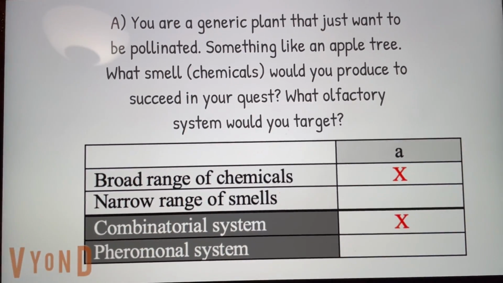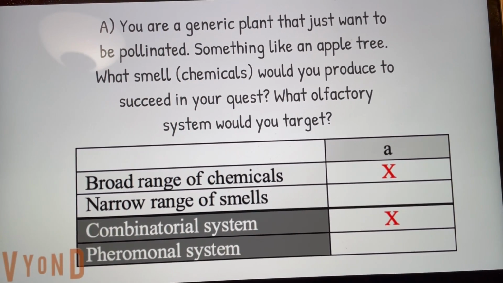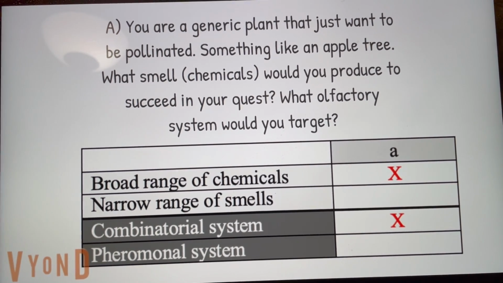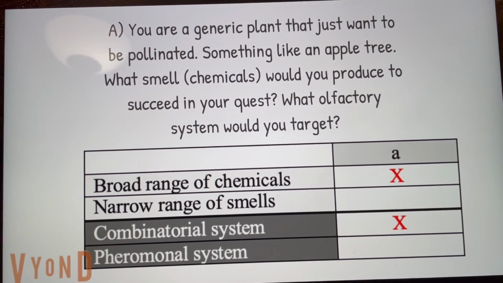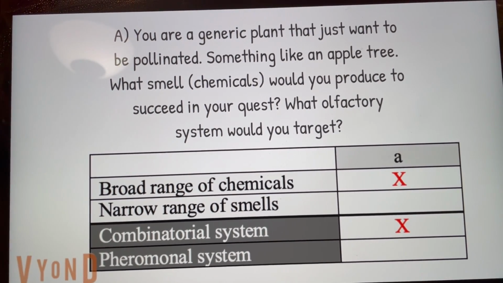Scenario A. You are a generic plant that just wants to be pollinated, something like an apple tree. What smell or chemicals would you produce to succeed in your quest? What olfactory system would you target? Feel free to pause this video and think about the answer.